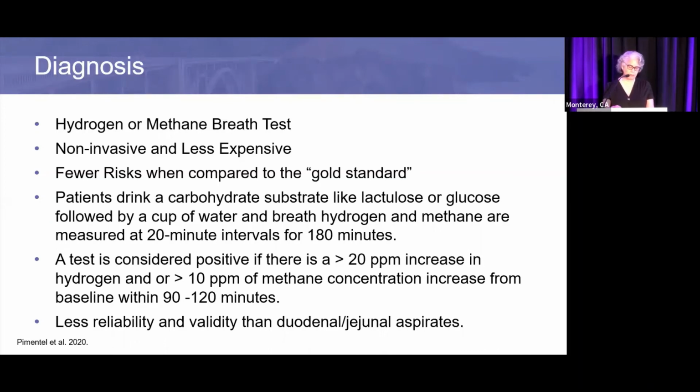And then, of course, like I mentioned before, motility definitely affects the results. So a test is considered positive if there's a greater than 20 parts per million increase in hydrogen, or a greater than 10 parts per million increase in methane concentration from baseline within 90 to 120 minutes. And of course, this has less reliability and validity than duodenal and jejunal aspirates, but as we all know, we barely do those. So we mostly rely on the breath test.